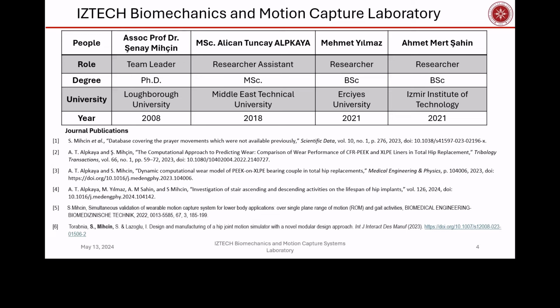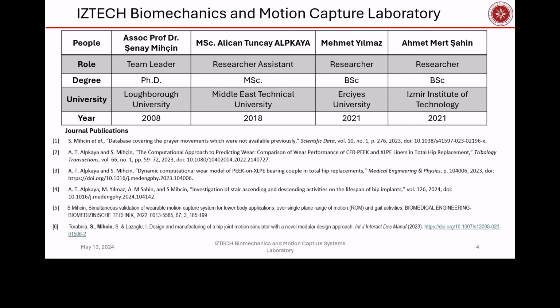So this is my team. I'm a graduate of Loughborough University. I completed my PhD in 2008. And based on this, I started my own research lab after receiving the funding from TÜBİTAK. This research is funded by TÜBİTAK 22-24 program. So Alican is about to graduate this month, so he's hopefully going to finish his PhD, and Mehmet and Ahmet Merşahin are still in progress, waiting for their studies to finish within 2 years' time.